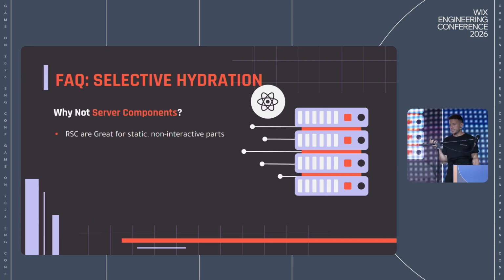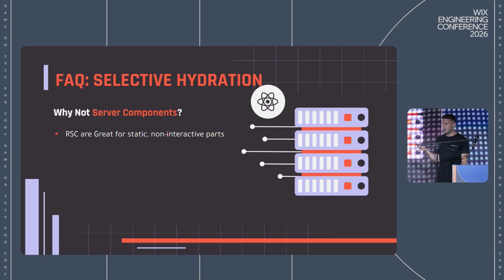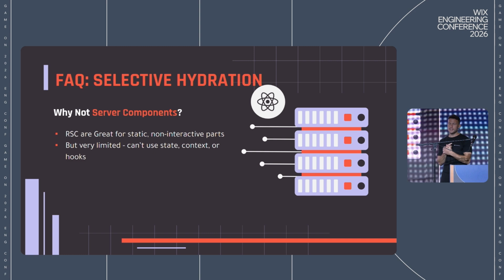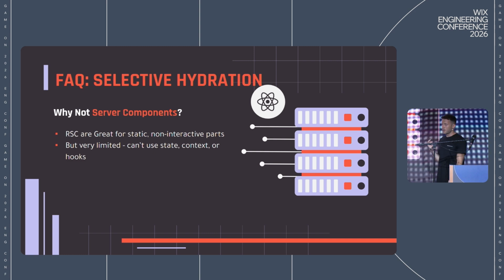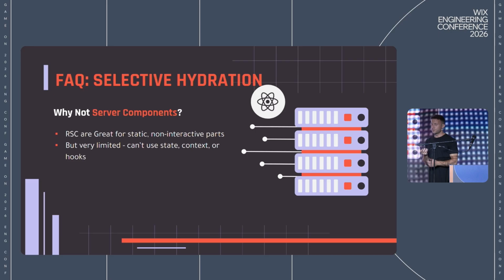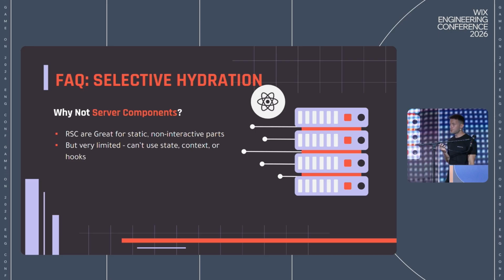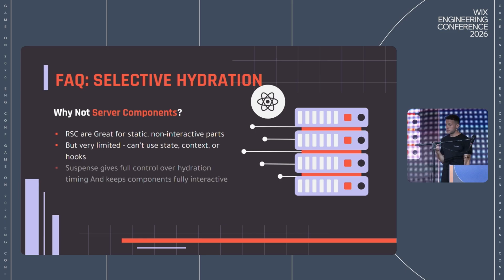But server components, as I said, are great, but they can definitely reduce JavaScript in the client, but they are very limited. They must be static, non-interactive, and they can't use context or hooks, which makes them very difficult to use in real-world applications and hard to migrate to, especially for a huge code base like ours. Suspense, on the other hand, gives us full control.